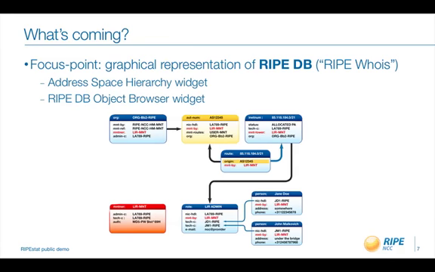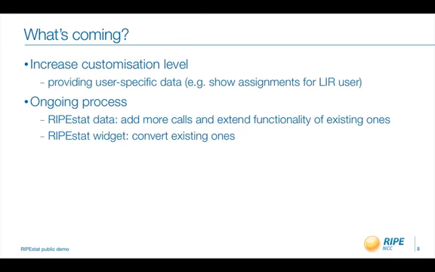The next planned widget is the RIPE database object browser widget. This widget will also let you browse through the RIPE database objects, but its focus lies on the relationship between inetnum, inet6num, aut-num, route, role, person, and maintainer objects. Both widgets should provide a richer interface to the RIPE database. We are also going to explore more ways to take advantage of the user customization, so, for example, show assignments for LIR users. And as an ongoing process, we're going to work on the RIPEstat Data API and the RIPEstat Widget API.